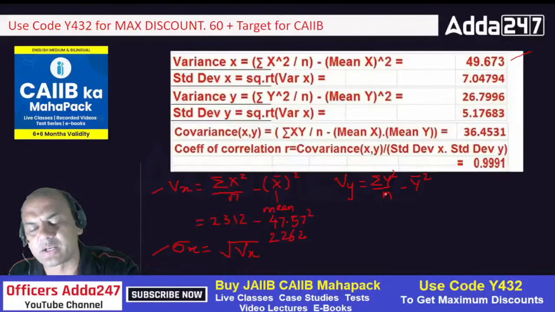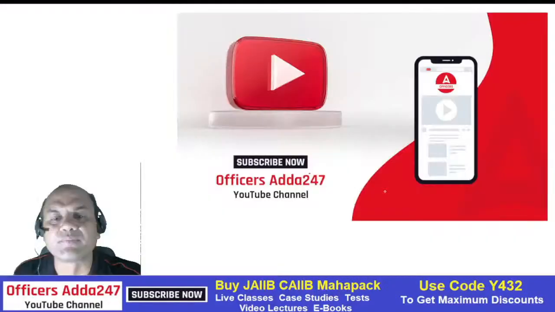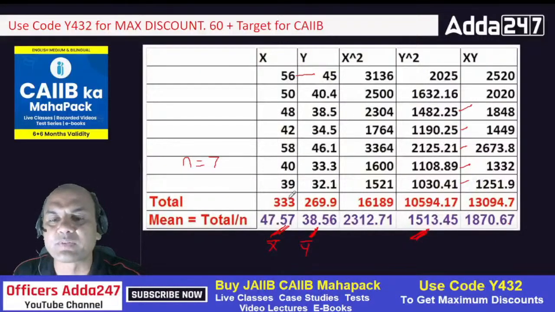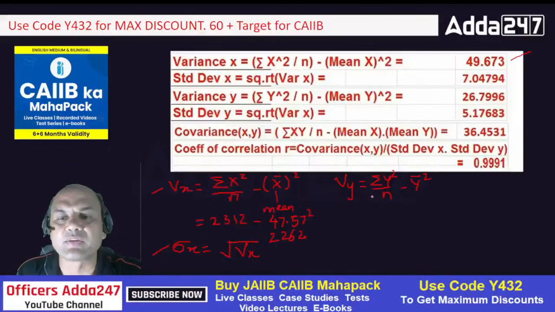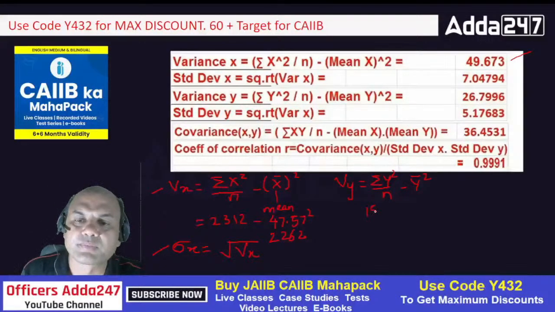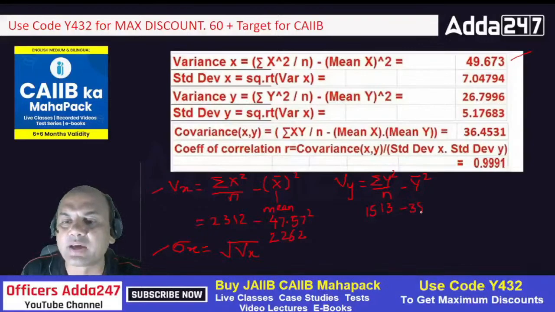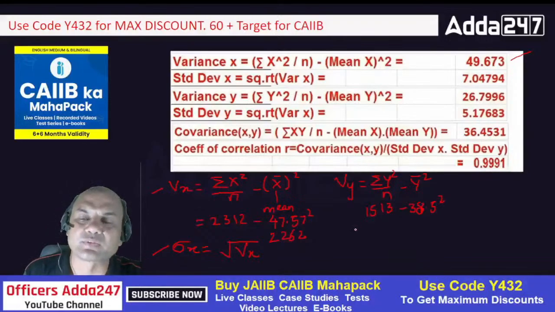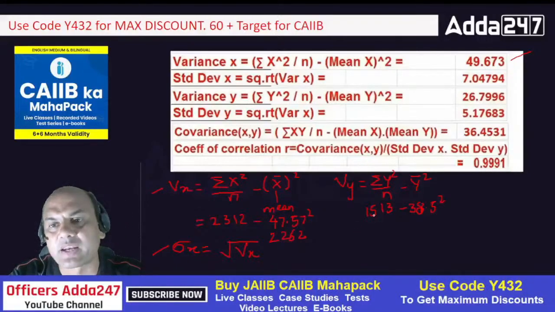Now covariance. You used y square over here, so use xy over here. Summation xy upon n minus x bar times y bar. See this xy, summation xy upon n is 1870. So 1870 minus this. Do the calculations over here. Third one, you should get this answer 36.45.